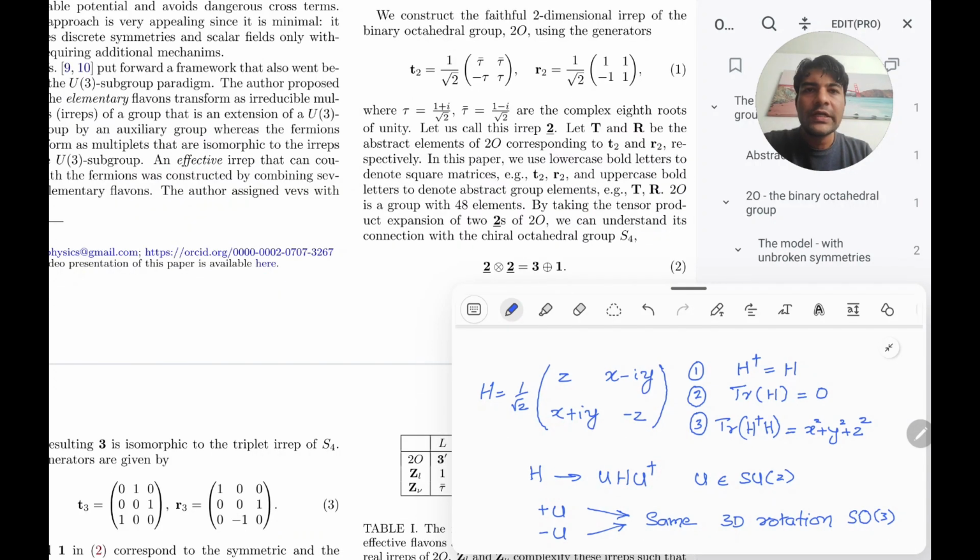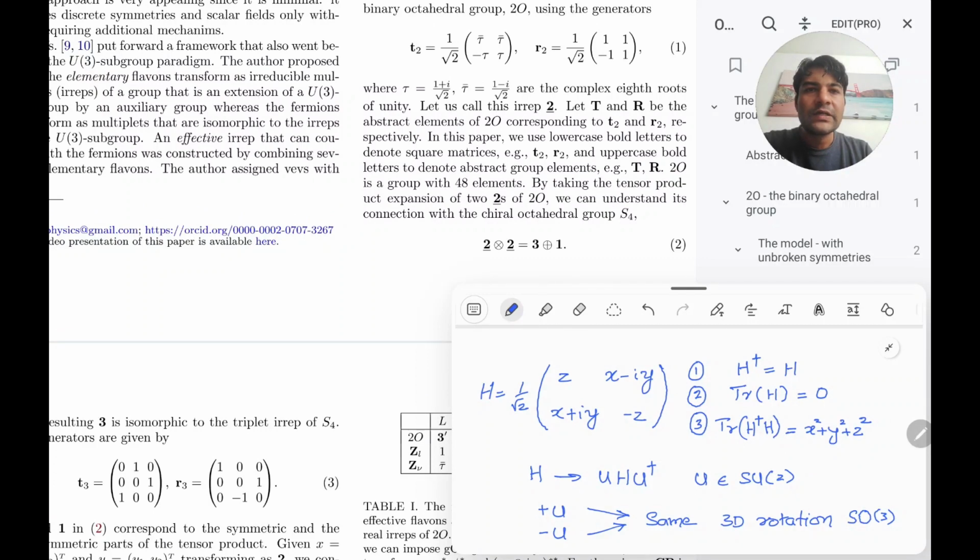To see how the binary octahedral group is related to S4, we take the tensor product of these doublets. This is shown here. _2 cross _2 gives you a 3 plus 1. This is exactly how we take the tensor product of SU2. You have the tensor product of two doublets that gives you a real triplet and an invariant singlet. The symmetric part goes to the triplet and the anti-symmetric part becomes the invariant singlet.